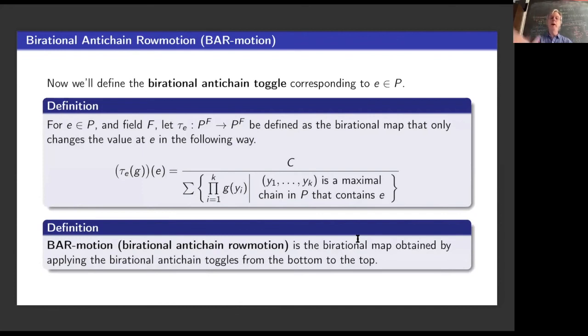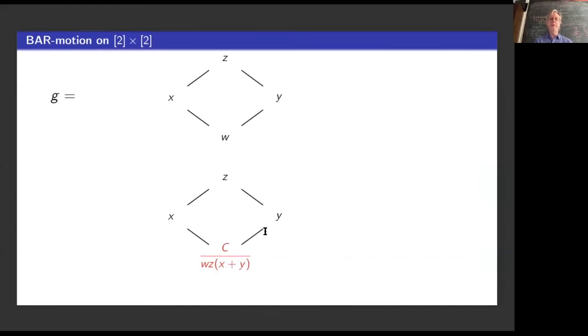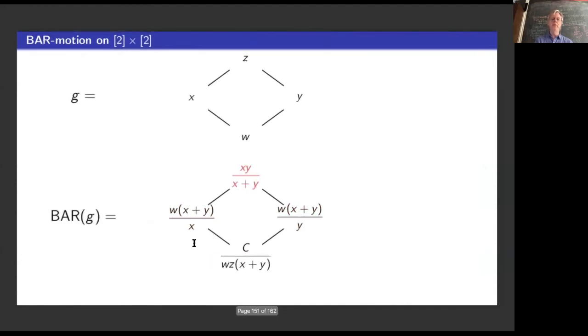So now we can define birational anti-chain toggling, lifting this combinatorial map, and BAR-motion, you won't be surprised, is the birational map obtained by applying the birational anti-chain toggles from the bottom to the top. So here's an example of this, and I'll do this one a little bit more carefully. There are two paths here, so we have to take C and divide by the sum of the products along those two paths. Now, at the next place, X, there's only one path going through, so we do that. It'll be symmetric for Y, and then for Z, you'll get some cancellation. And so that four-step toggling operation is one iteration of BAR-motion.